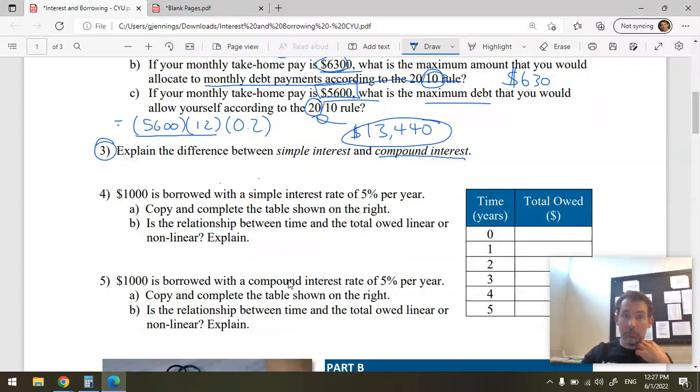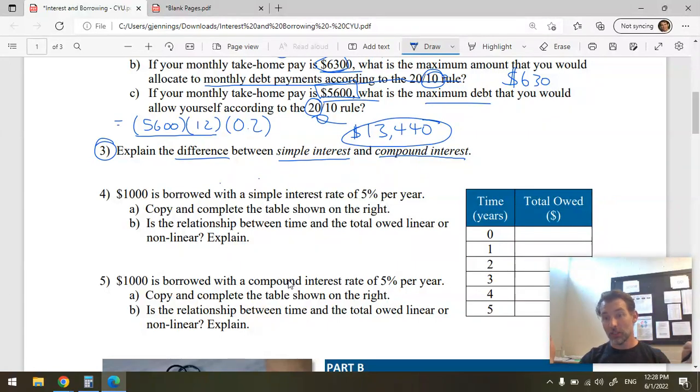Okay, the reason being, with simple interest, well, actually, that's not necessarily true. If you're paying it down quickly, but your payment, anyway, let's not talk too much about that. The main difference here is that with simple interest, the interest does not add on to itself.